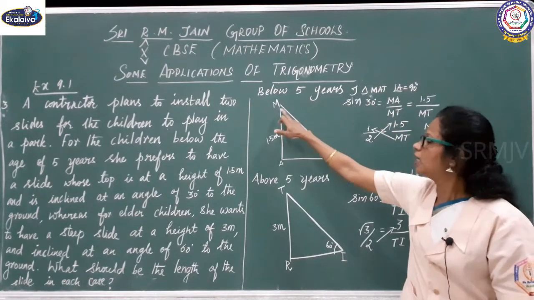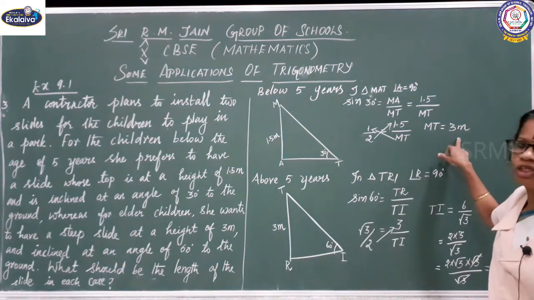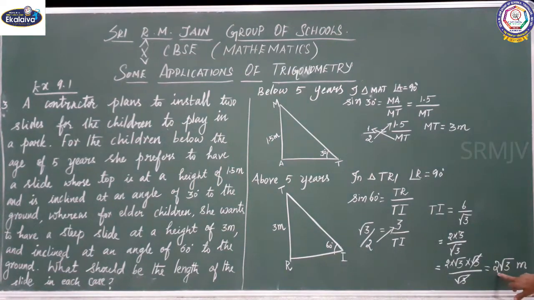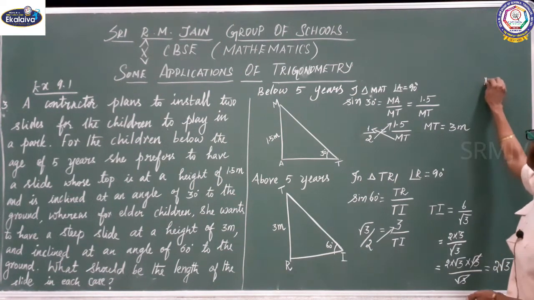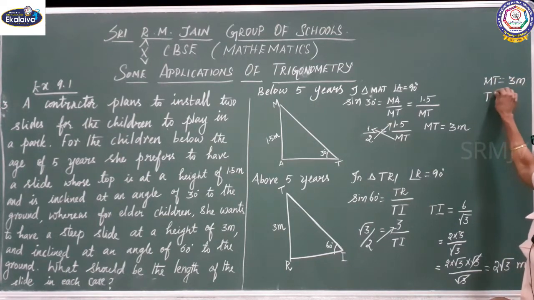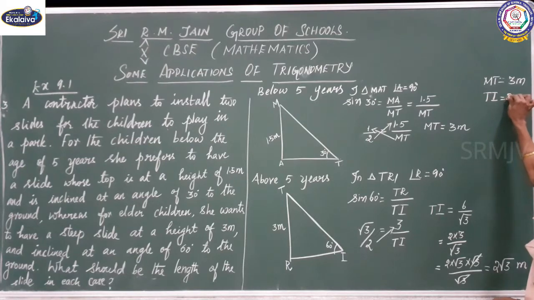Below 5 years the length of the slide is 3 meter. Above 5 years the length of the slide is 2 root 3 meter. Right? MT equal to 3 meter. TI equal to 2 root 3 meter. Got it, children?